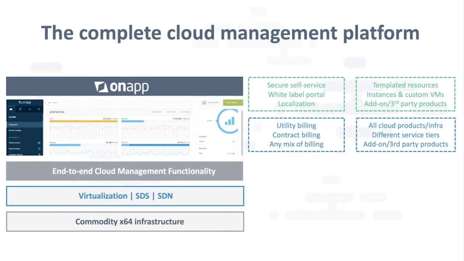You can build different tiers of cloud services with OnApp, as well as integration with third-party billing and backup solutions. You can then bill and cross-charge for all of these products however you want with our integrated billing system.